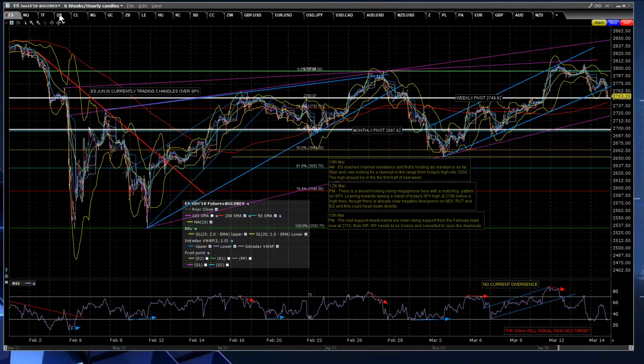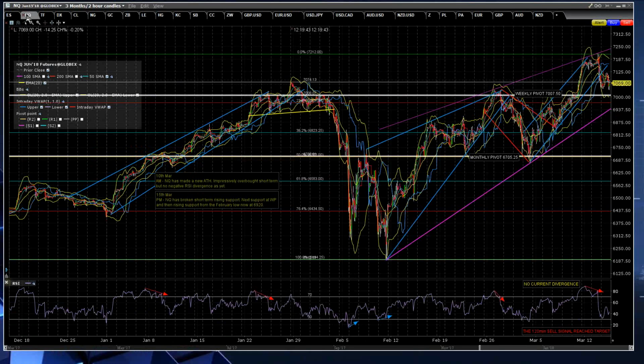Okay, let's have a look at NQ quickly. NQ, we made the 2-hour sell signal target. As I was pointing out on NDX, this is a potential double bottom setup here. Obviously, it needs to continue down to get through this. And weekly pivot's down at 7,007 there, and that needs to break. DX.